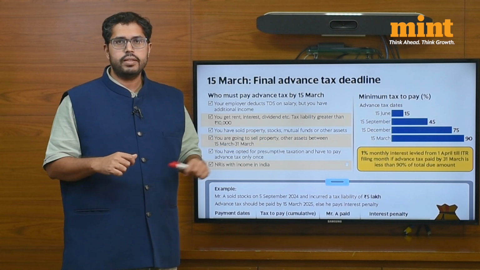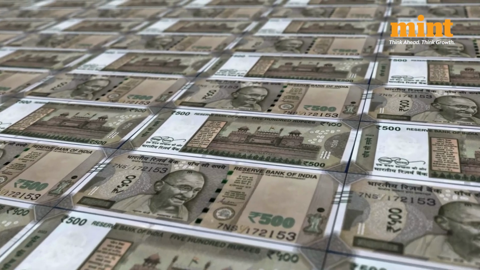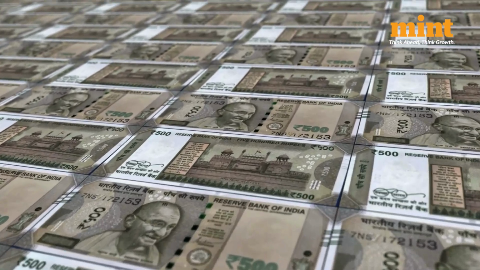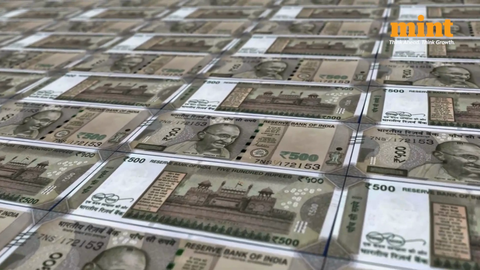And if you don't pay this much advance tax, then the government levies a 1% interest rate on you per month on the unpaid amount of tax.